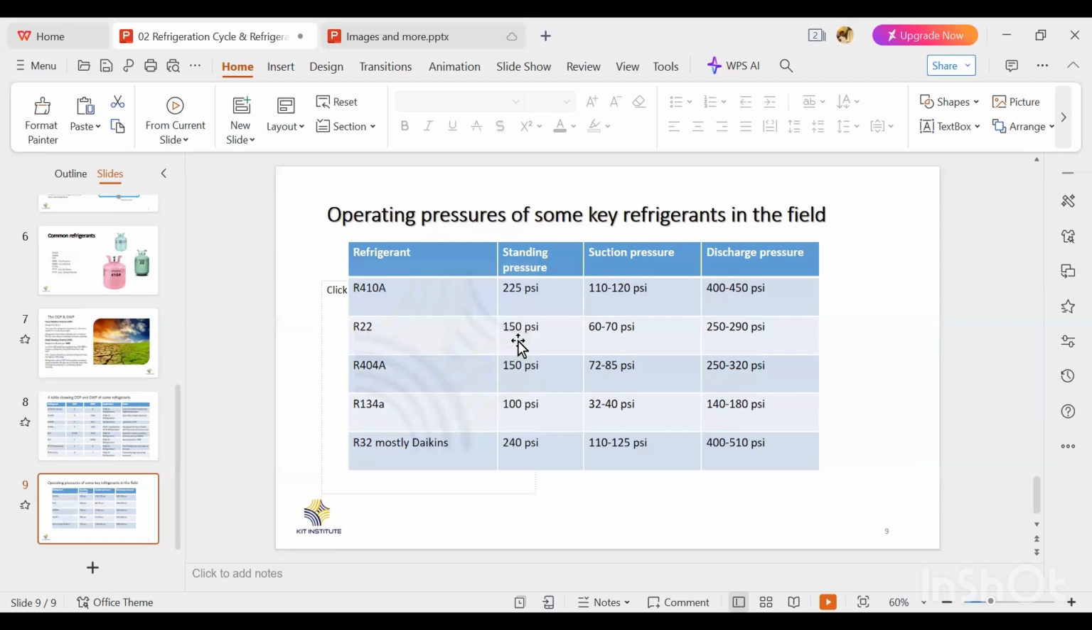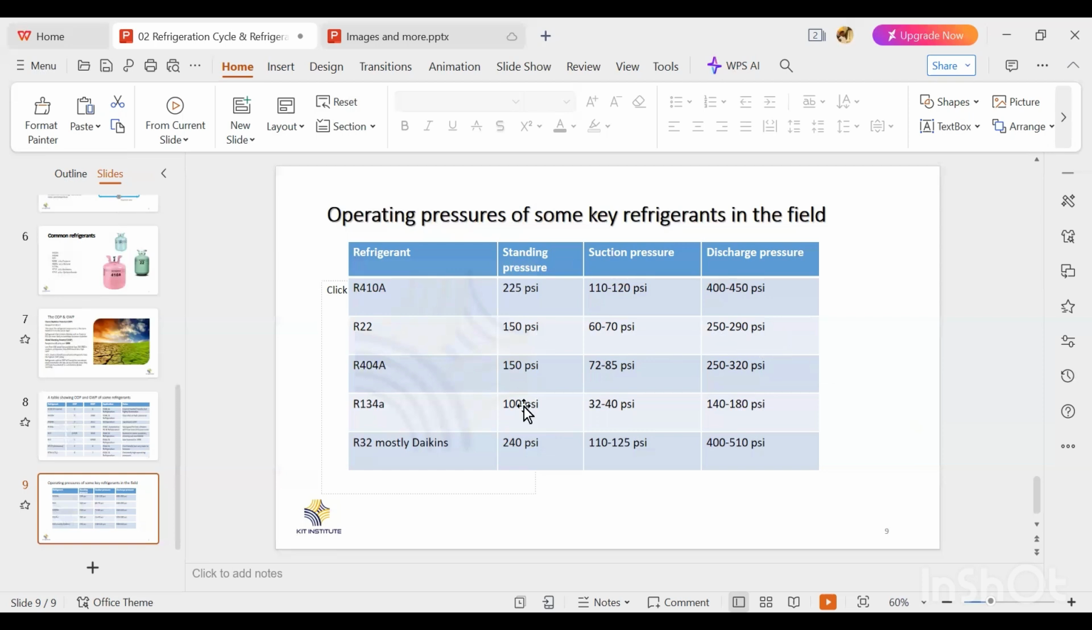R22 standing pressure will be around 150 psi. Then the operating pressures: suction pressure, or low side, will be 60 to 70 psi. And then the high side, or discharge pressure, will be 250 to 290 psi.